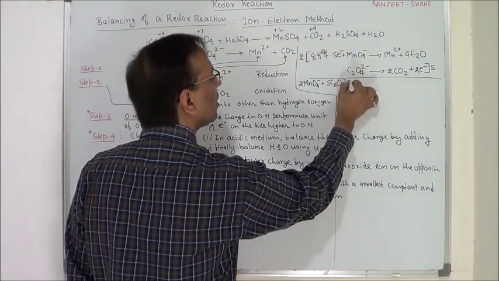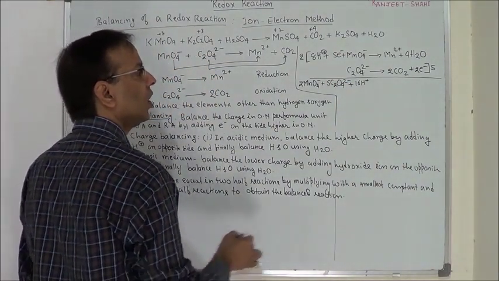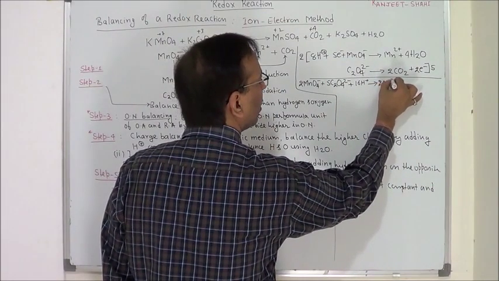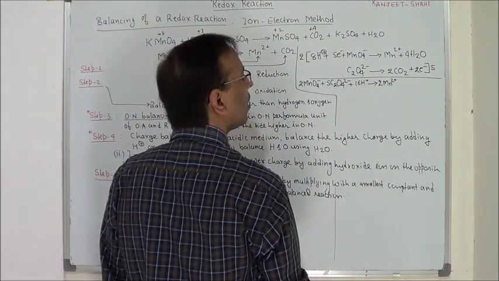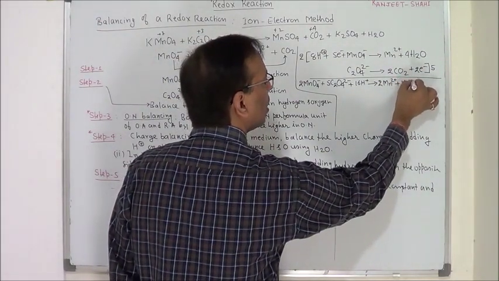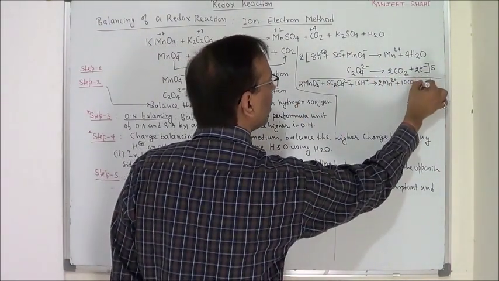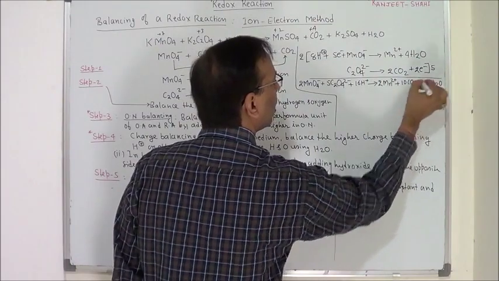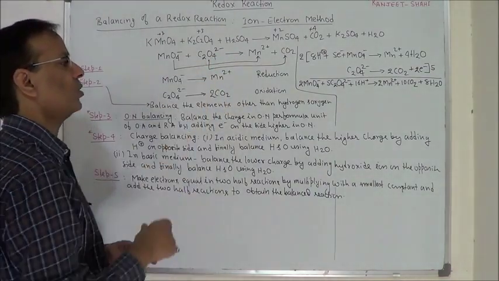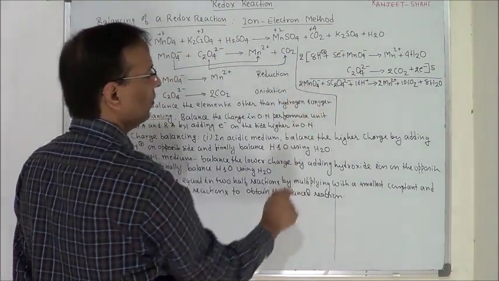plus 16H plus giving 2Mn2 plus, plus 10CO2 plus 2 into 4, 8 water. So this is an almost balanced redox reaction. Why am I saying almost? This is the balanced redox reaction in ionic form.